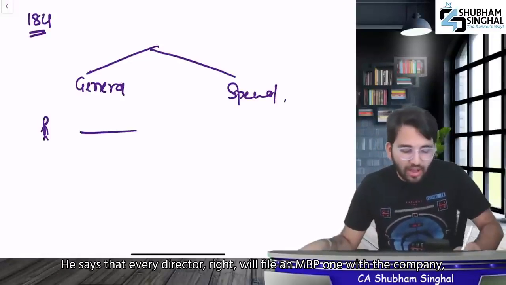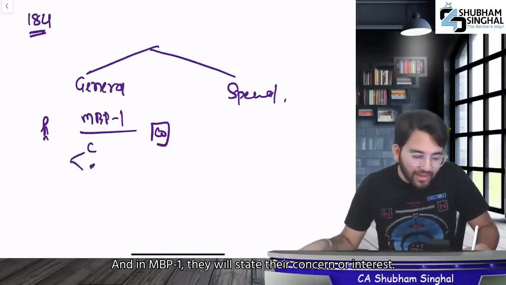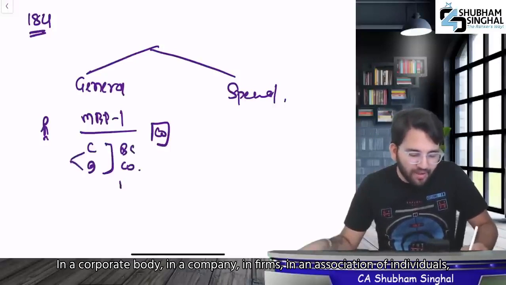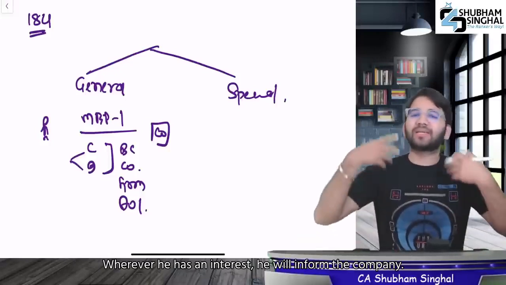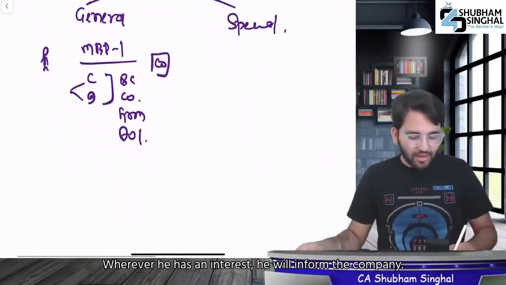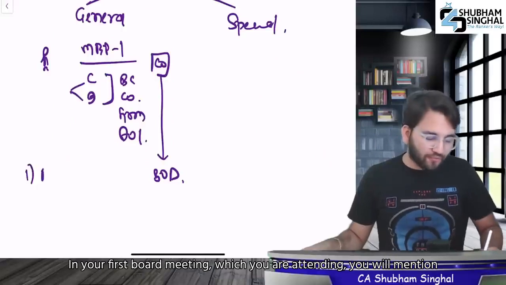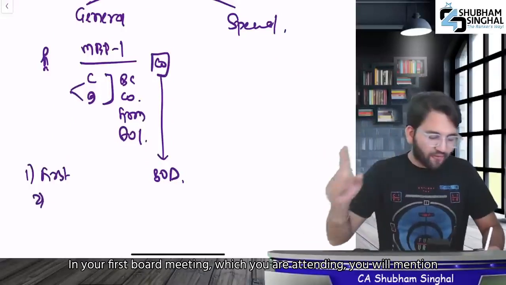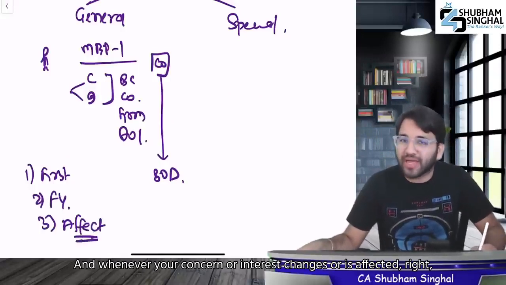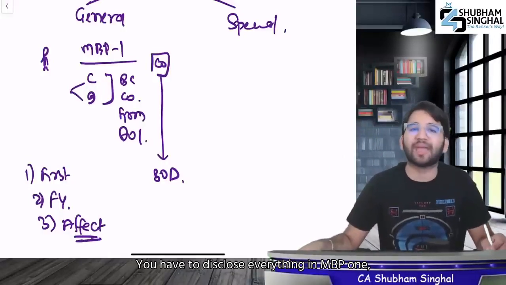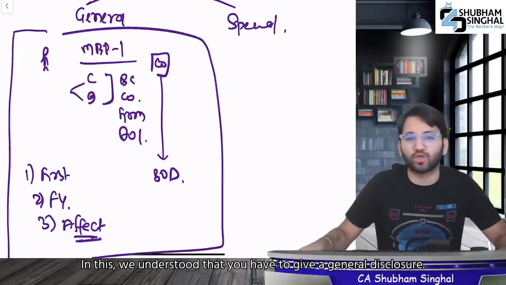And it says that every director will file an MBP1 to the company. And in MBP1, they will state their concern or interest in corporate bodies, in firms, in associations of individuals. Wherever he has an interest, he will inform the company or board of directors. When will he inform directors? He will inform directors in his first board meeting of every financial year, and whenever your concern or interest changes or is affected, right? You have to disclose everything in MBP1. What is this? It's the basic point. We understood that you have to give general disclosure.